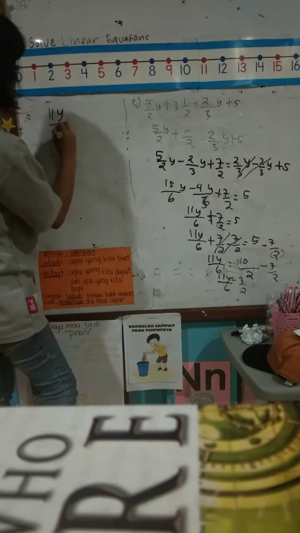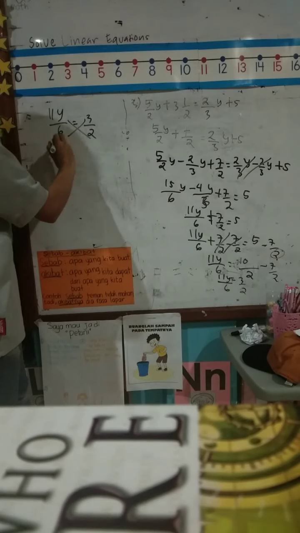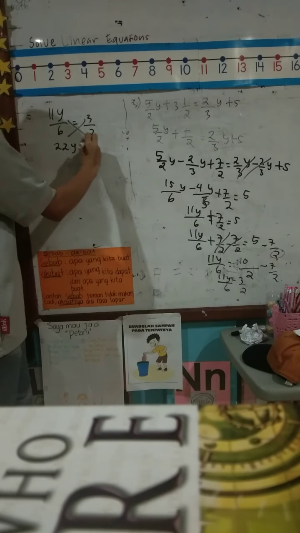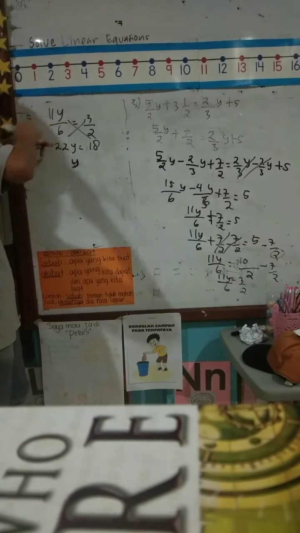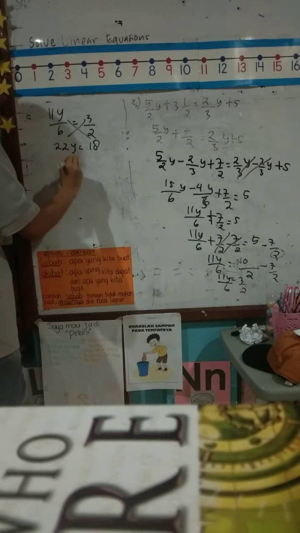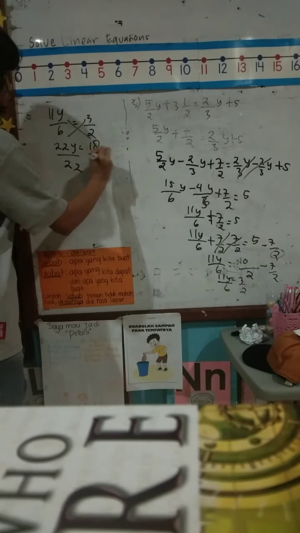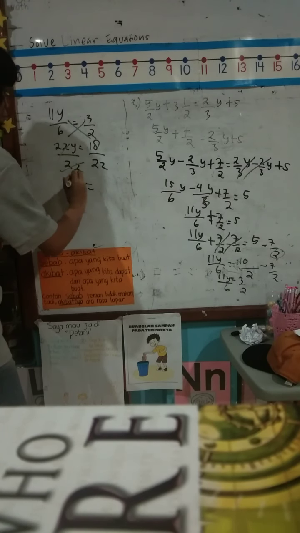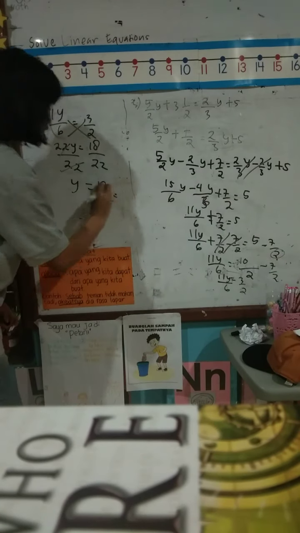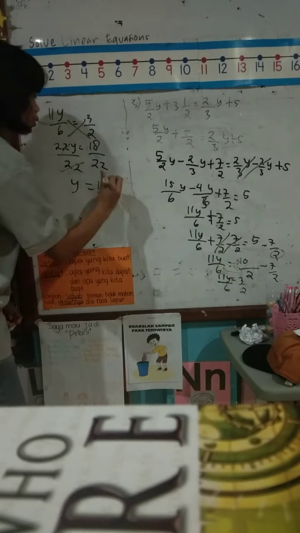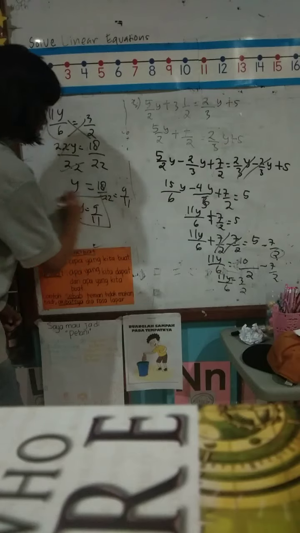11y out of 6 equals 3 out of 2. You just cross multiply. So 22y equals 18. So y equals, it means you have to divide both sides by 22. This one divided by 22, this one by 22. So you get y equals 18 divided by 22. Don't forget to simplify. So you divide by 2, you get 9 out of 11. So y equals 9 out of 11. Just that.